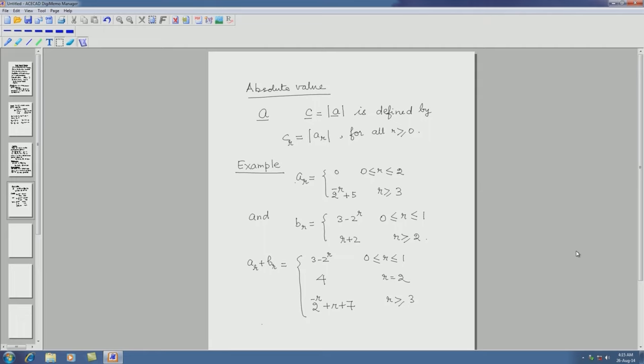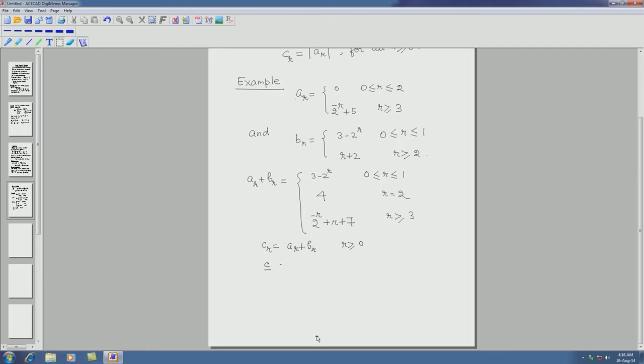So, A(R) plus B(R), if we write as C(R), then the corresponding sequence C is the sum of the functions A and B. As I have told before, I will be using the word sequence and discrete numeric functions interchangeably from time to time.